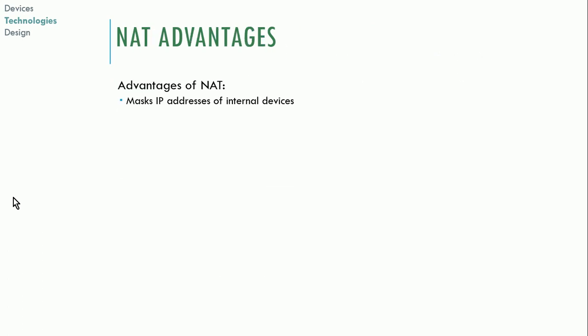So some of the advantages: it can mask the IP address of internal devices. It can allow multiple devices to share a smaller number of public IP addresses. So I can have thousands of devices on my network all sharing a very small pool of public IP addresses. So we no longer need all those IP addresses.